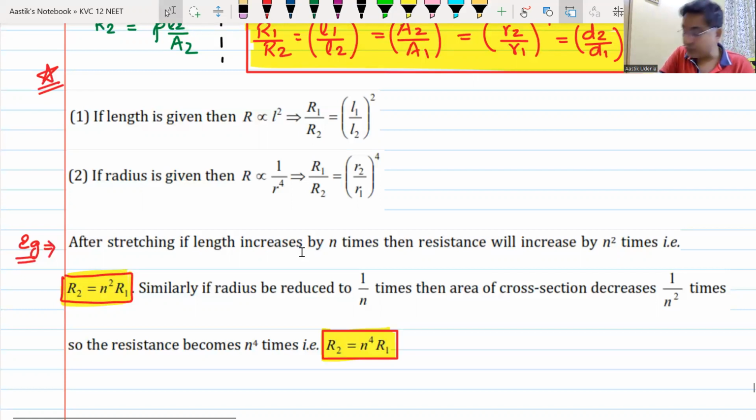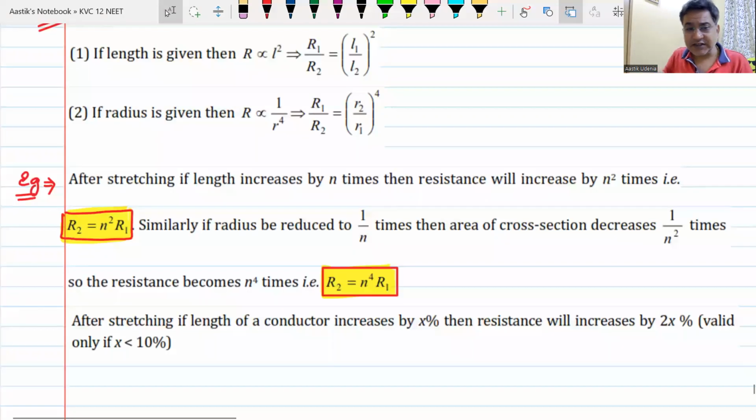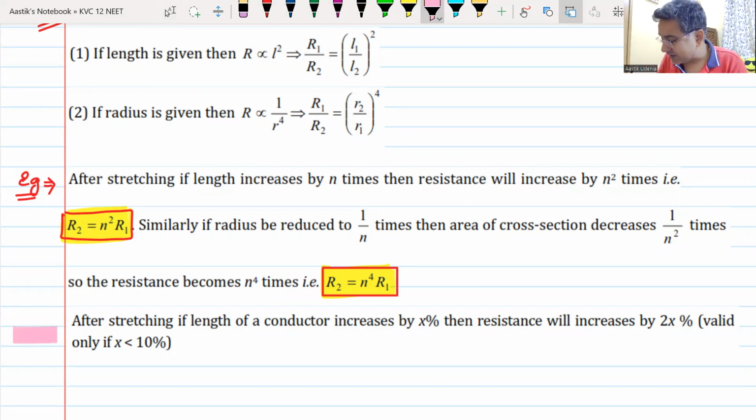Now, sometimes they give you percentage change. Whenever they give you percentage change, it will be 1%, 2%, 3%, 4%. If the length changes by 2%, let us say, the resistance will change by 2 into 2, 4%. If the length changes by 3%, the resistance will change by 3 into 2, 6%. Do we understand this? So it is 2 times.